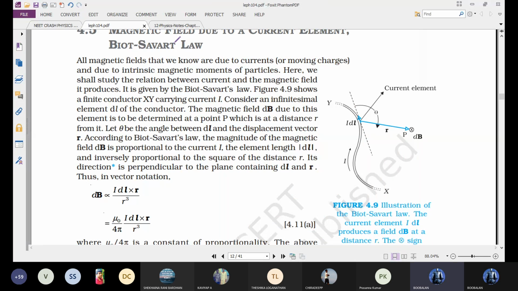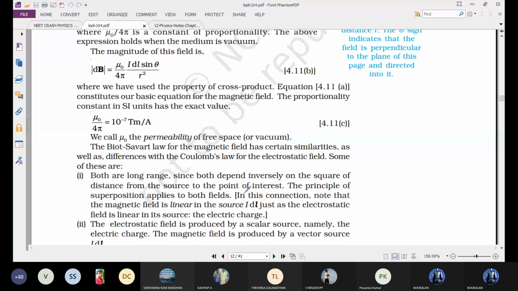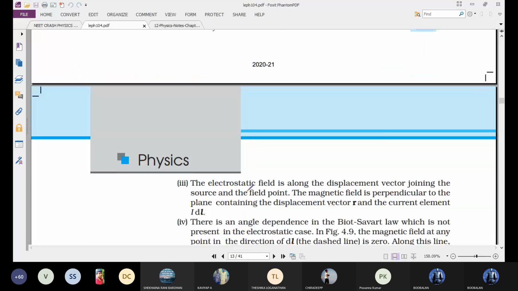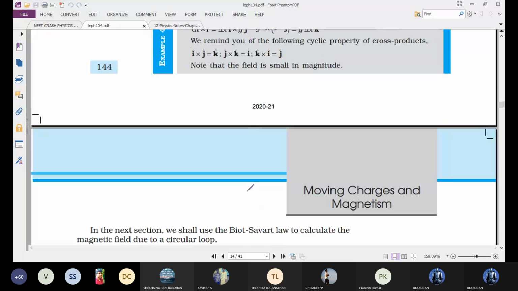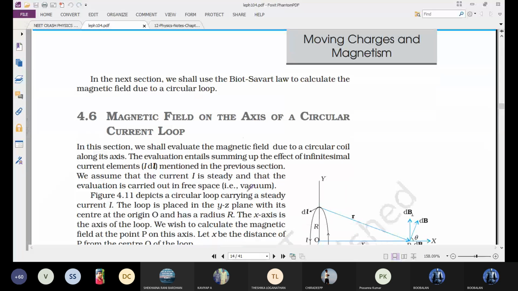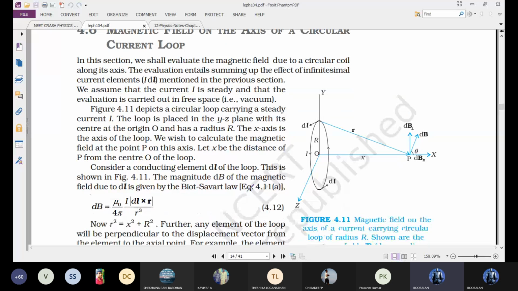So Biot-Savart law, 4.5, is completed. Next one: magnetic field on the axis of a circular current loop. This one also is a small derivation. We'll discuss it in tomorrow's class, the next class.